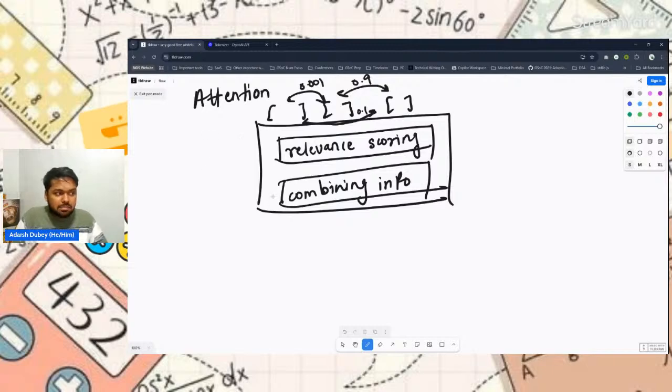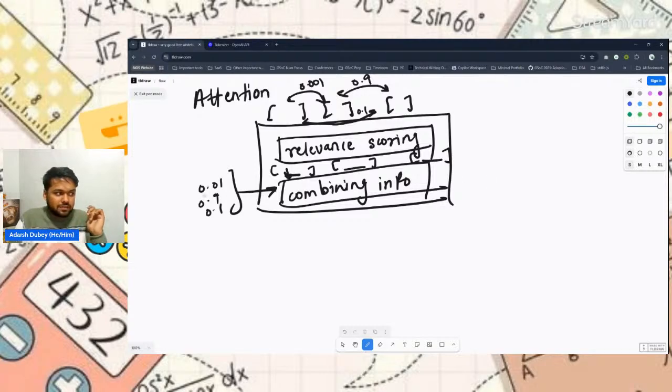And then what does the combining info do? Combining info takes in all the embeddings again and the scores as well. So 0.01, 0.9 and 0.2. It takes in all the relevancy scores, and then it uses those relevancy scores and these embeddings to update the weights of the embeddings. So it will update the weights of all the embeddings along with the relevancy score.